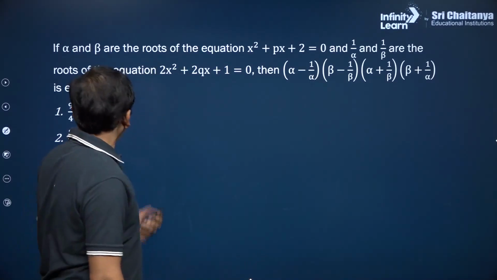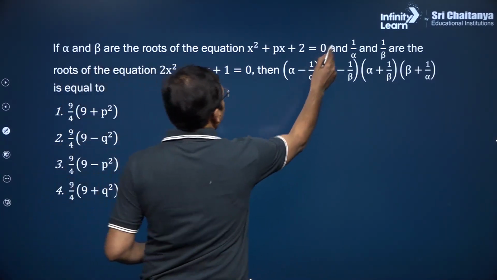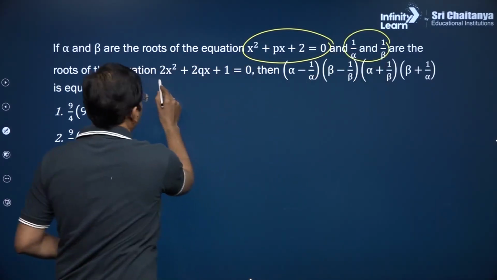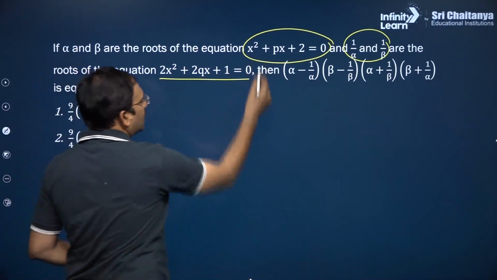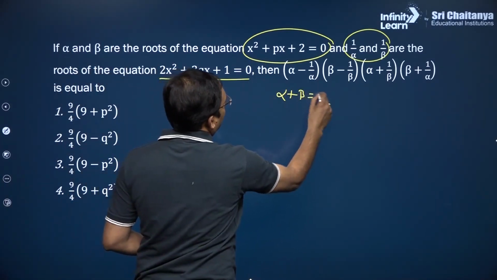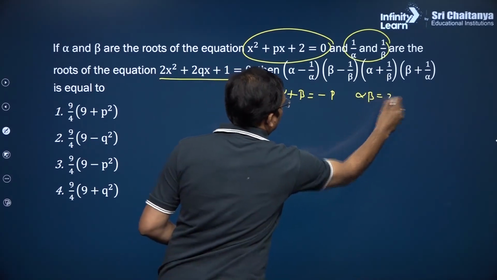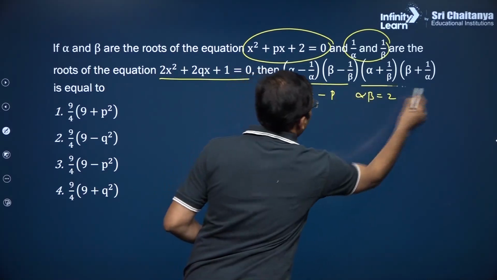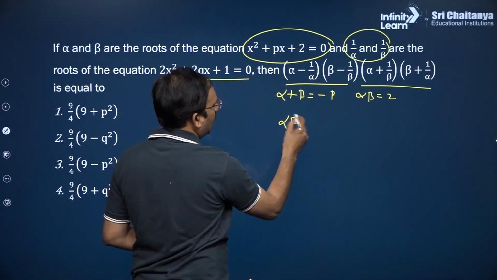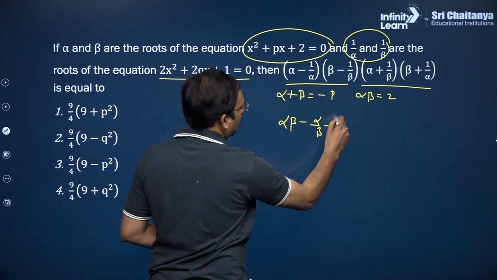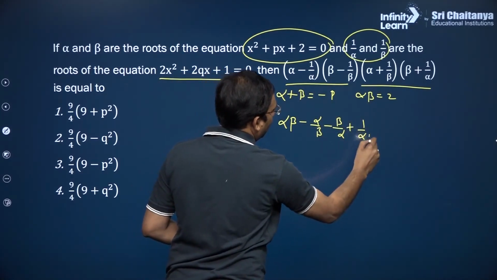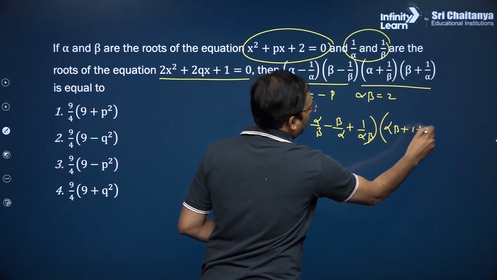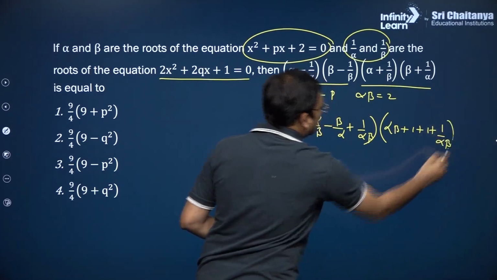So the first question: alpha, beta are the roots of the quadratic equation x square plus px plus 2 equal to 0, whereas 1 by alpha, 1 by beta are the roots of this particular equation. From this equation we can say alpha plus beta is minus p, alpha beta is equal to 2. Now I want to simplify this expression, my dear friends. You just multiply these two and these two. If you multiply these two, you will get alpha beta minus alpha by beta minus beta by alpha plus 1 by alpha beta, multiplied by this, alpha beta plus 1 by alpha beta, right?